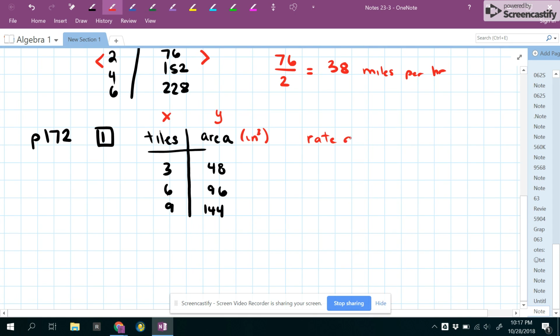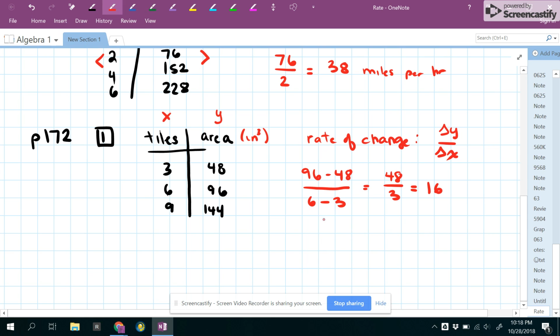And if you want to find the rate of change, once again, change in y over change in x. So how did the area change? 96 minus 48 divided by how did the quantity of tiles change? 6 minus 3. And this gives us 48 over 3, which is 16.